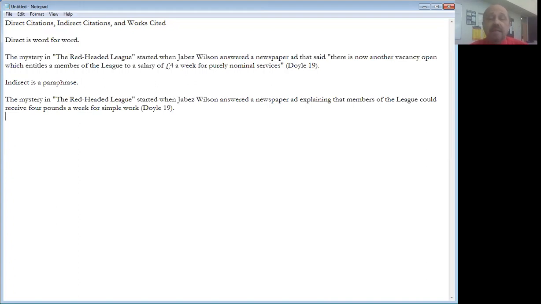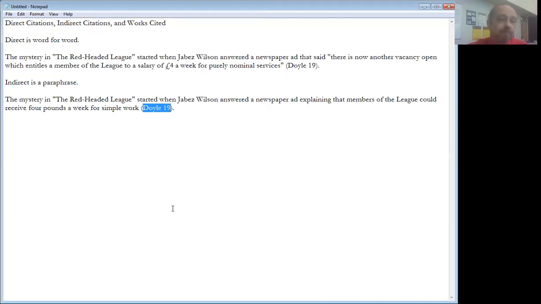Now you notice that the information between the direct citation and the indirect citation is the same, but in the second case, these are my words. They're not Doyle's words, but it's still Doyle's idea. So I still have to provide the reference in parentheses, author and page number.